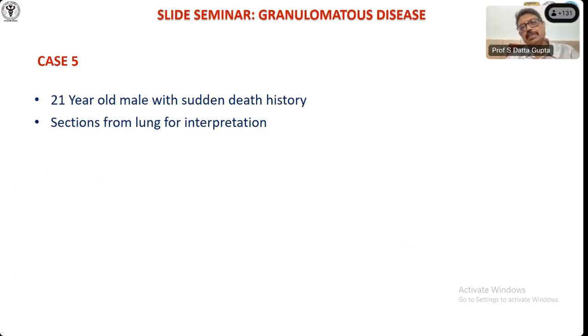But mistakes have been made, one disease has been treated for the other, and later on, only when the disease progresses, the clinician and the pathologist sit together and find out the disease. Yes, thank you. Because crypt-associated granulomas are many times seen in ulcerative colitis, and that is the biggest problem of that. Very nice.